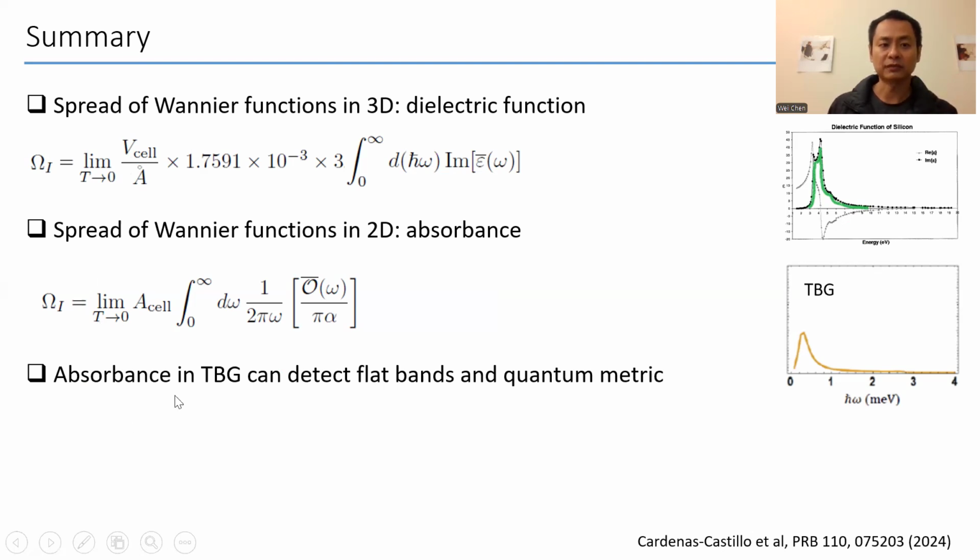Particularly for TMD materials and for twisted bilayer graphene, you can also detect the formation of the flat bands and also the quantum metric in these materials.